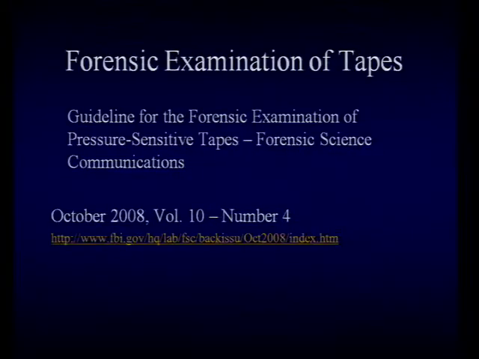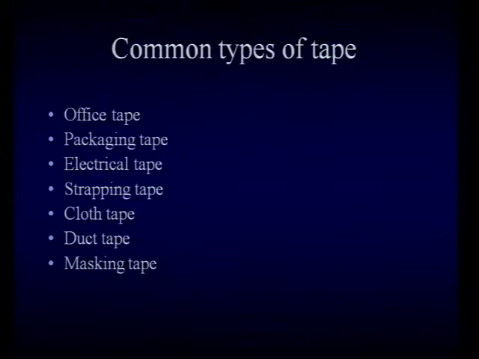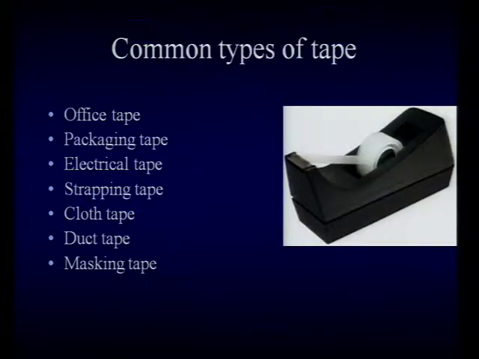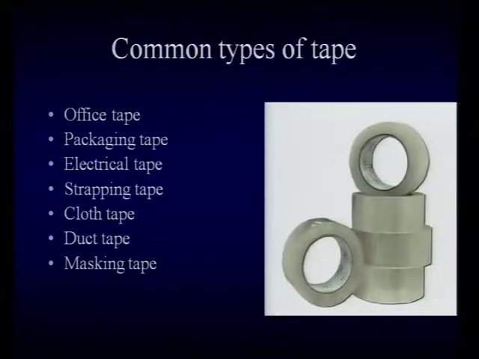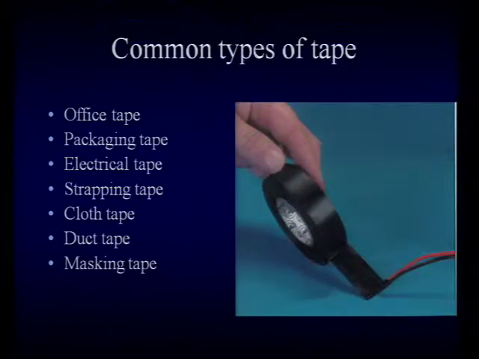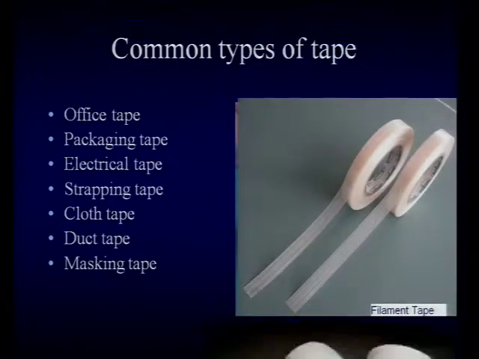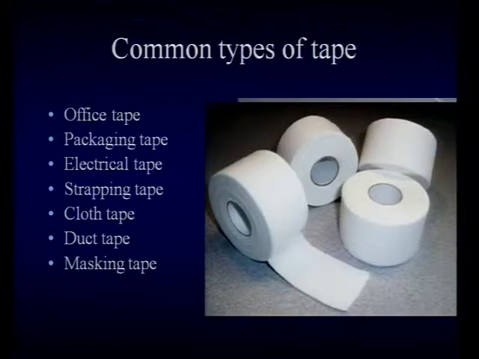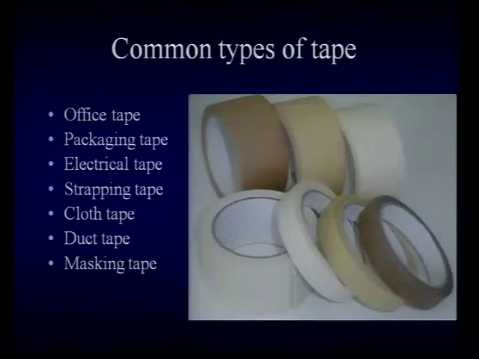The first document that I would probably go into is Forensic Examination of Tapes, which the SWGMAT Tape Group put out. It was published in Forensic Science Communications, and it has the citation there. Even if it is just on duct tape, you'd probably want to cover the different types of tapes: office tape, Scotch tape, packaging tape, the mop and bops, electrical tape, strapping tape, cloth tape or medical tape, duct tape, masking tape.